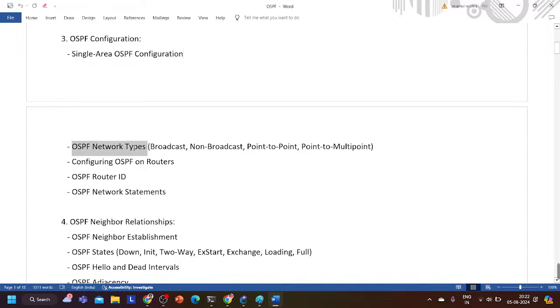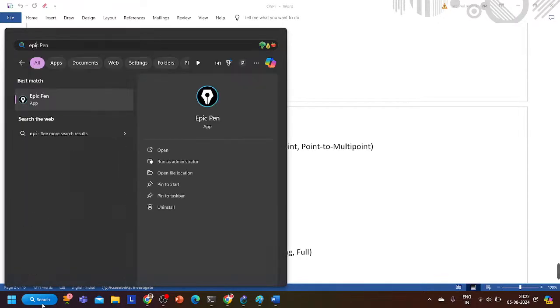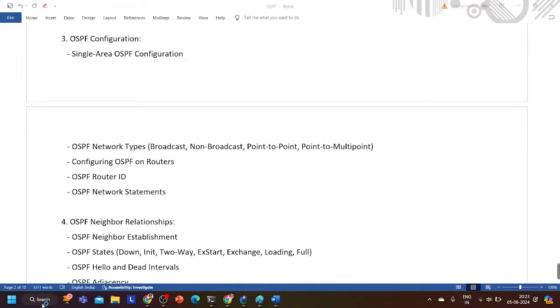Then OSPF network type. In OSPF again we have multiple types of network like broadcast network, non-broadcast network, point to point, point to multi-point, and according to your requirement you will choose the network type. Like if I am running OSPF between two routers, both routers directly connected with each other, then my network type should be point to point. Network type depends on topology type in OSPF.